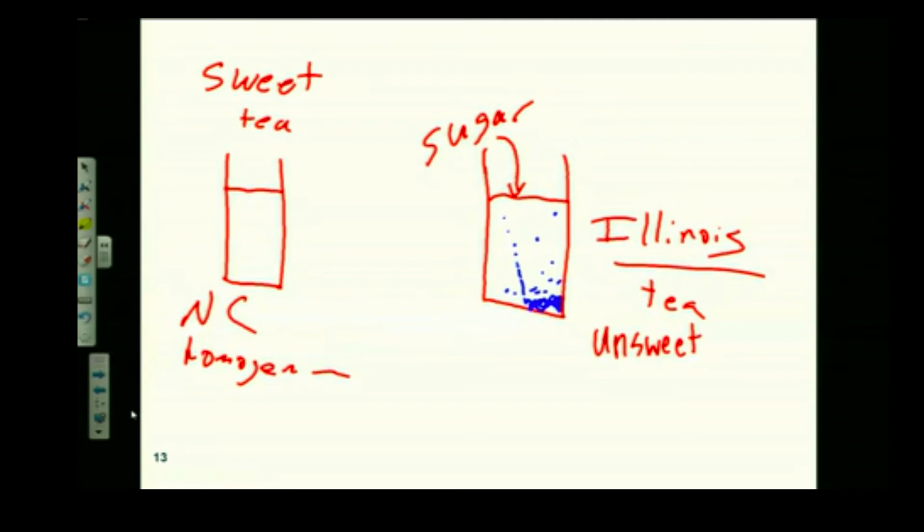Homogeneous, heterogeneous. Okay? Not the same throughout. My tea that I make at my house, when I have it in the pitcher in the fridge, it tastes the same. Every glass I get out, it tastes exactly the same. Right?